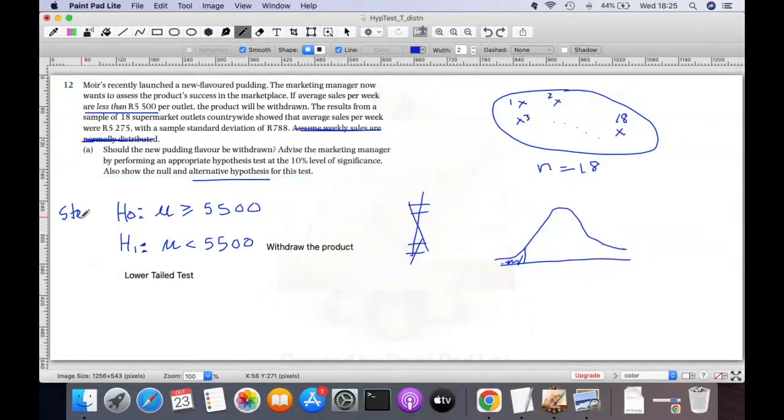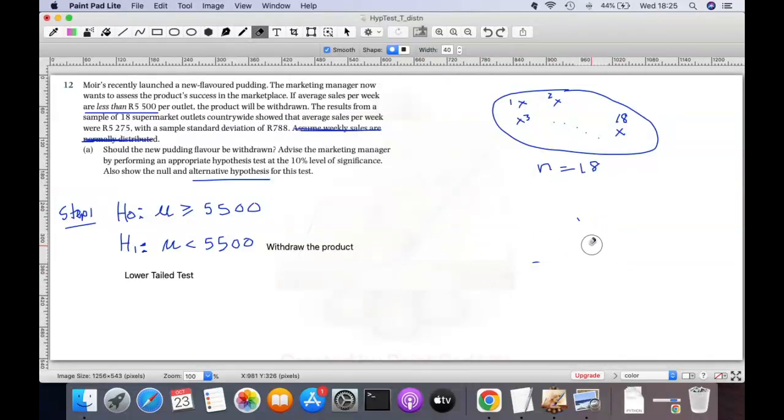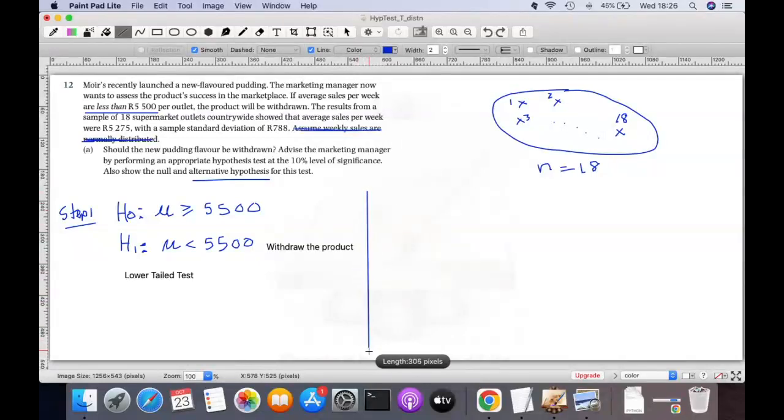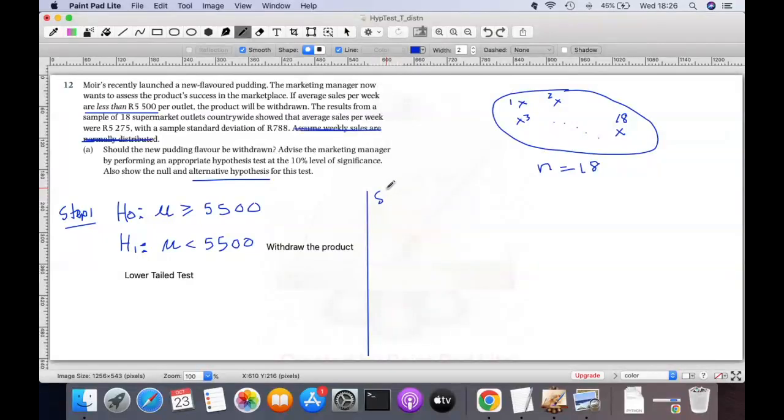Step one, declare your hypothesis. Remember there are 5 steps to hypothesis testing. The next step is we're going to find our rejection region. So I'm going to put a note here. We're going to move to step 2. Let me just draw a line to separate it. Okay, now we're moving on to step 2.